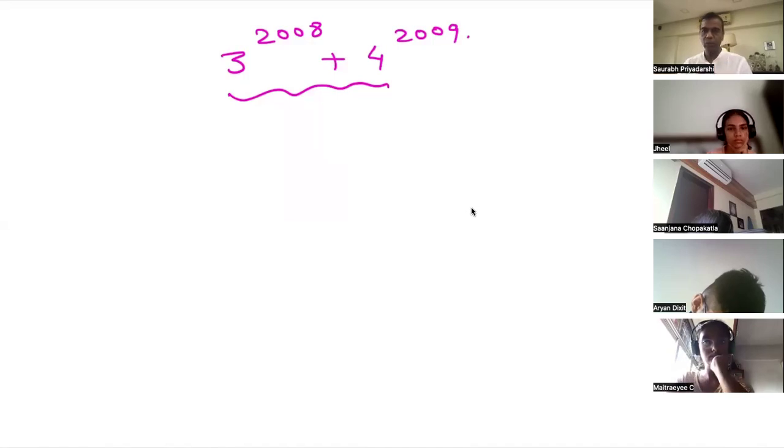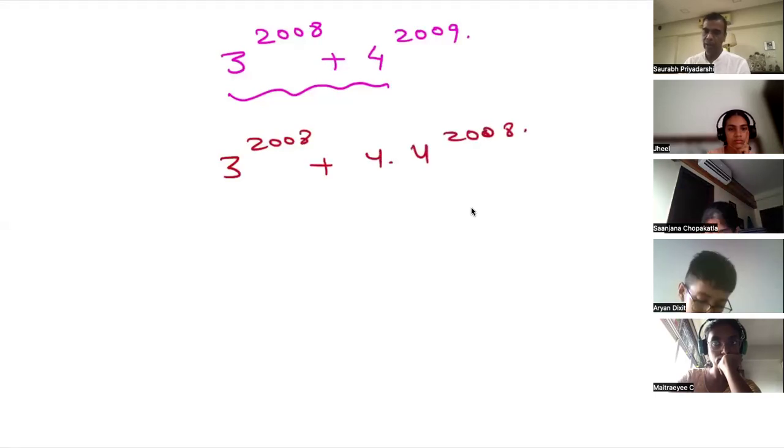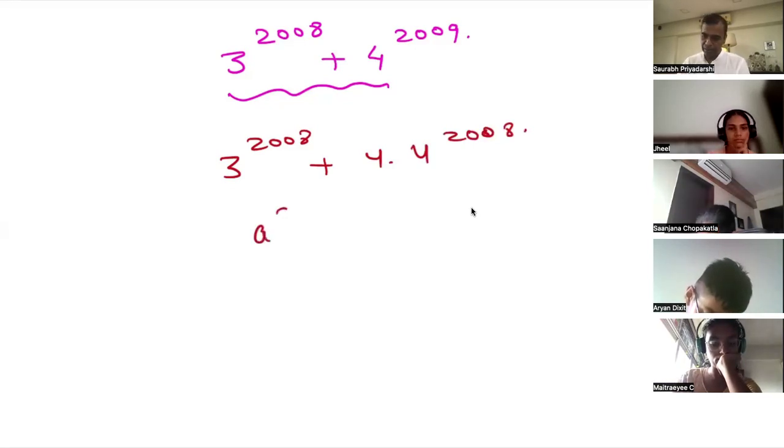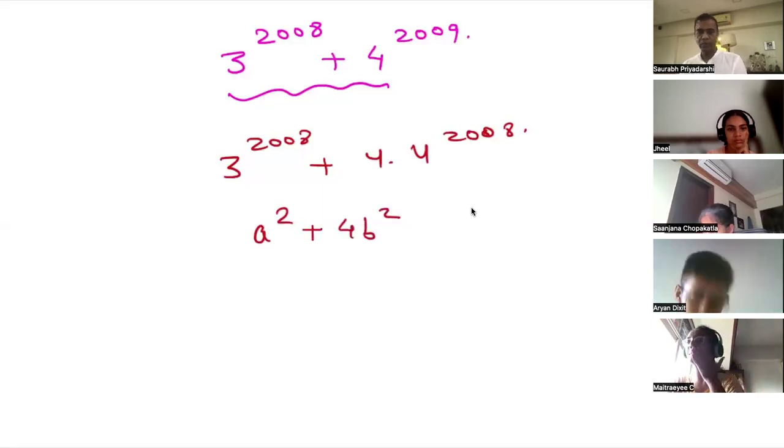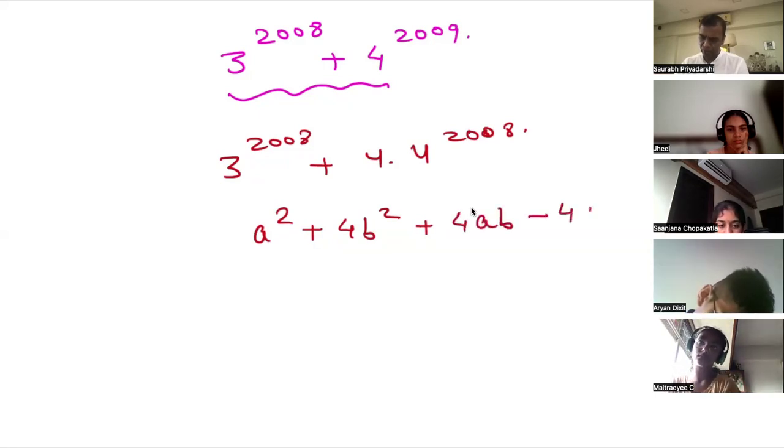But see, what is this question meaning? From what area are they asking this? So I can rewrite this as 3 to the power 2008 plus 4 into 4 to the power 2008. Any doubt or confusion? No, sir. Or I can say this is nothing but a square plus 4b square. Right, a square plus 4b square.